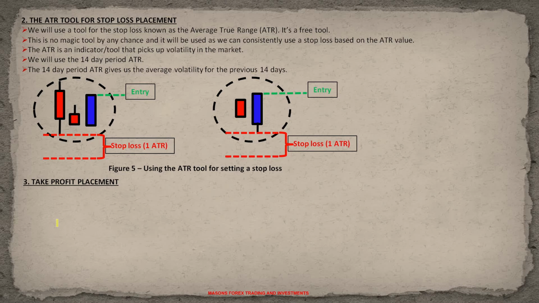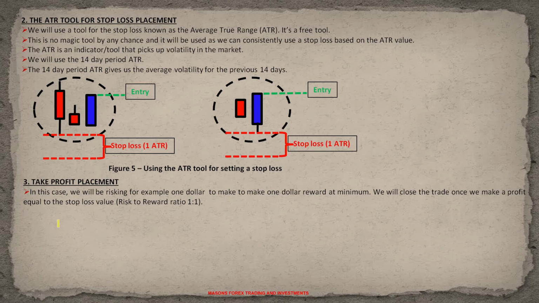Number 3, the take profit placement. In this case, we will be risking, for example, $1 to make a $1 reward at minimum. We will close the trade once we make a profit equal to the stop loss value. In our case, the risk to reward ratio is known as 1:1.